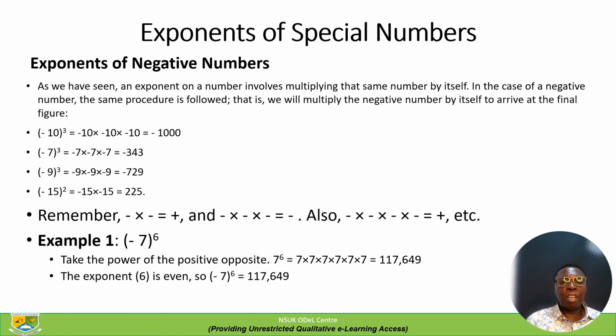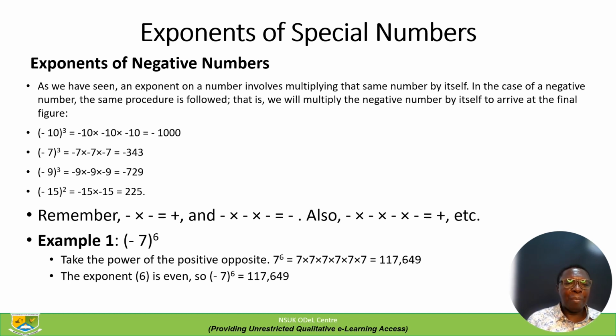So, exponents of special numbers. Let's look at, for instance, exponents of negative numbers. As we have seen, an exponent of a number involves multiplying that same number by itself. In the case of a negative number, the same procedure is followed. That is, we will multiply the negative number by itself to arrive at the final figure.